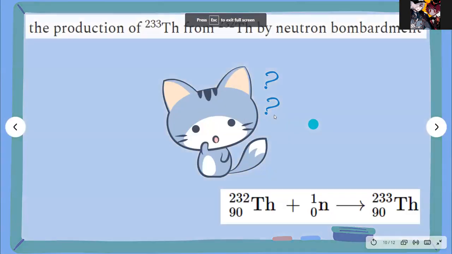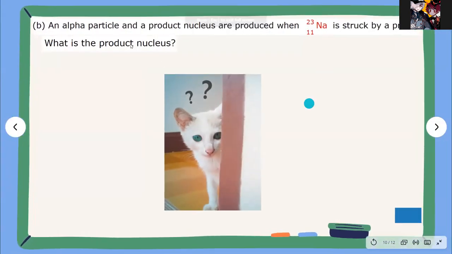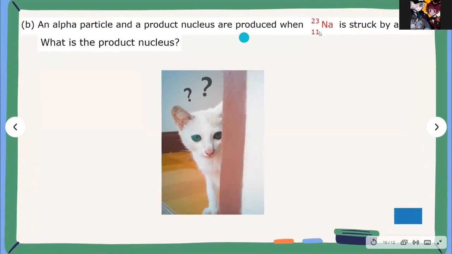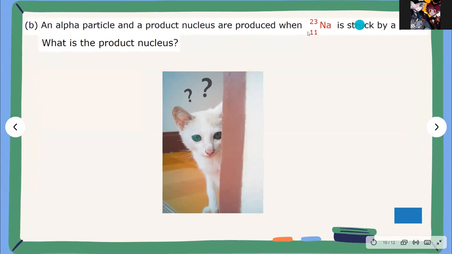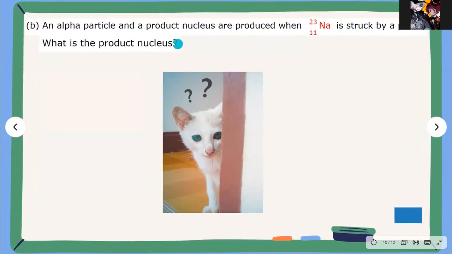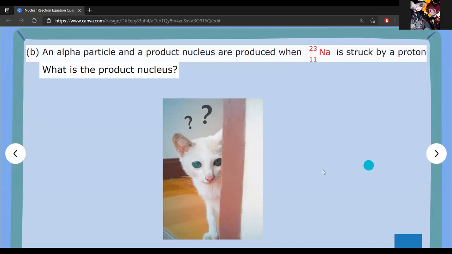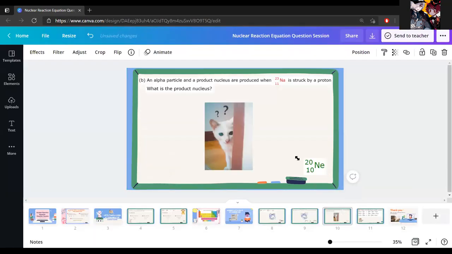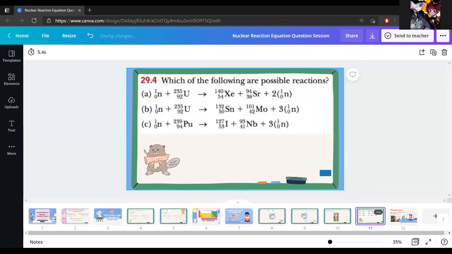Then we go to the third question. The alpha particle and a product nucleus are produced when this natrium is struck by a proton. This means that this element is struck by a proton and producing a nucleus and an alpha particle. So what is the nucleus? Is it neon 20? Neon 20. Well, let's look at the answer. I think you might be true. Yep, that's the correct answer. Thank you, Shasha, for answering.